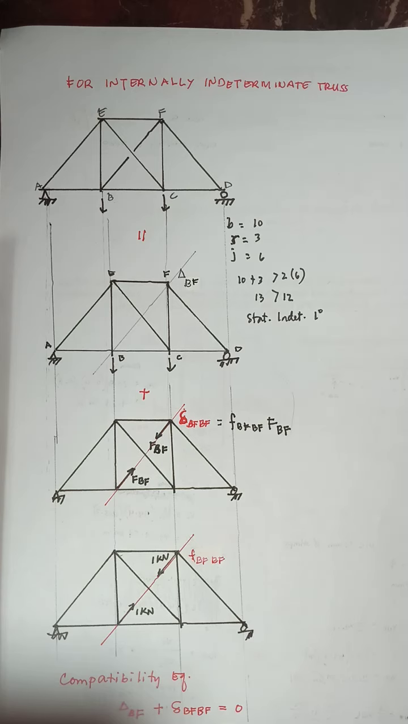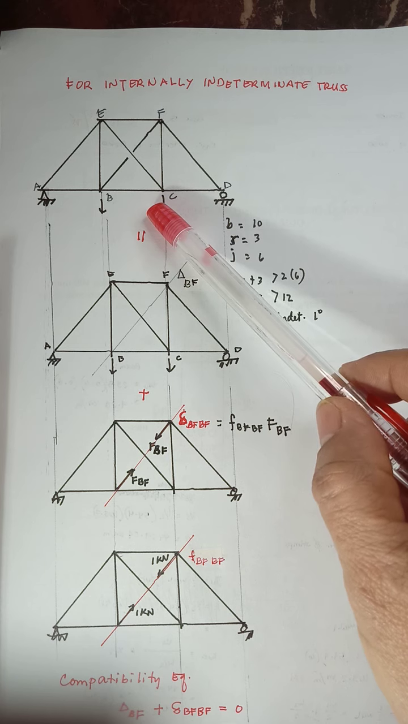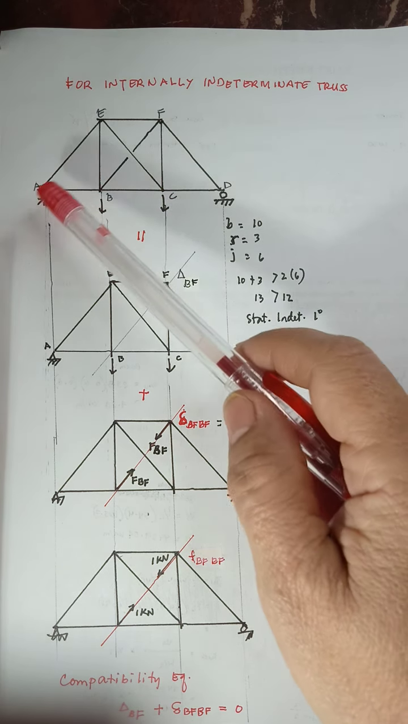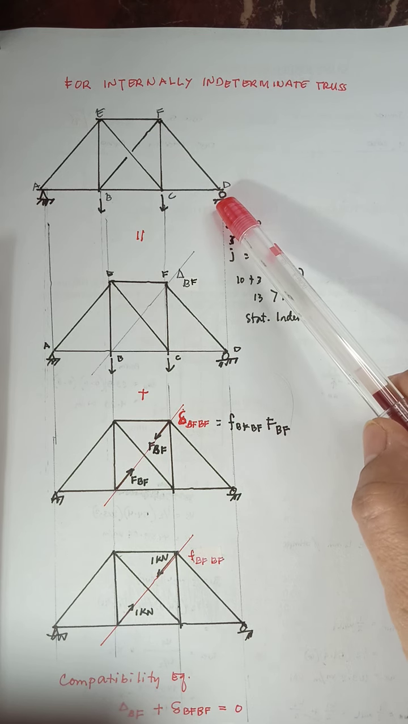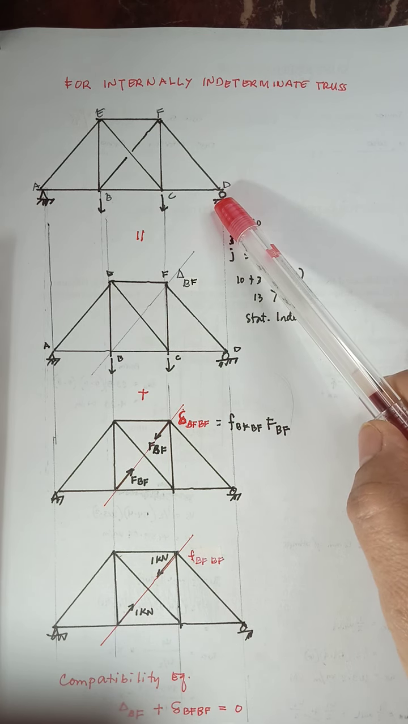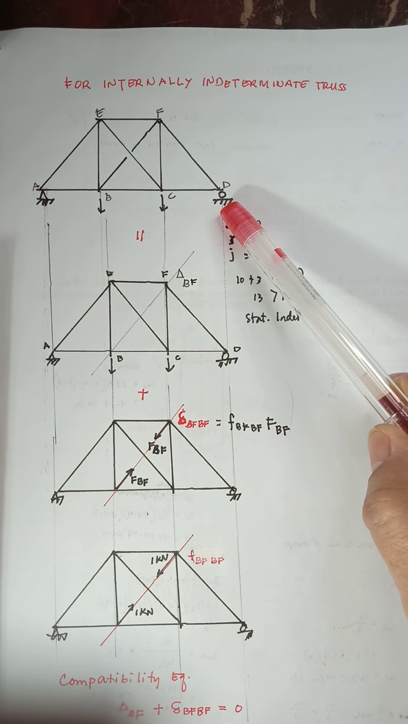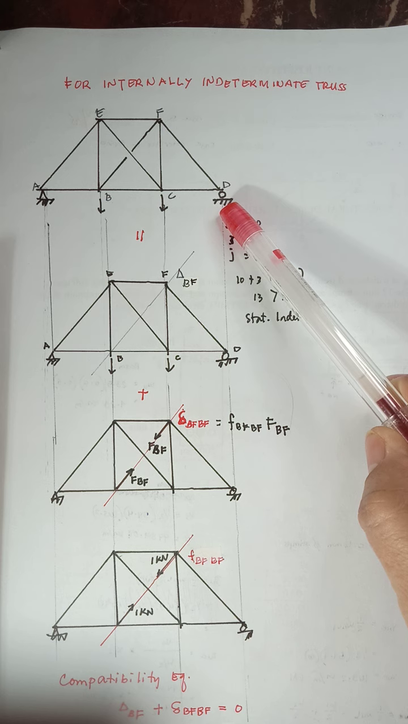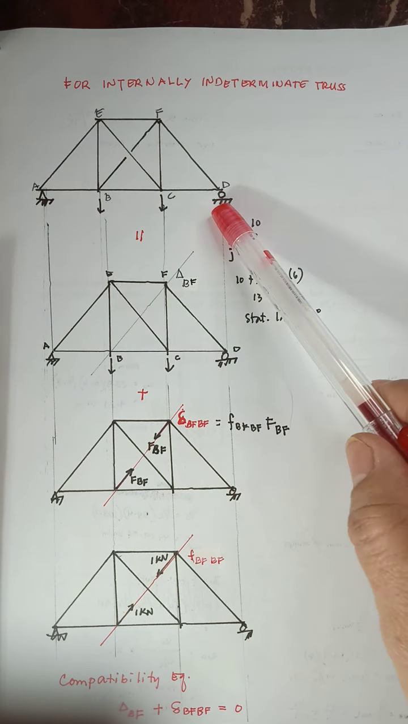Okay, so let us now first take up an internally indeterminate truss. We are given this truss, supported by a pin at the left end and a roller at the right end. If you count the number of unknown support reactions, you have 2 at the pin and 1 at the roller, so equal to 3 unknown support reactions. Using the 3 equations of equilibrium, you can determine the unknown support reactions.